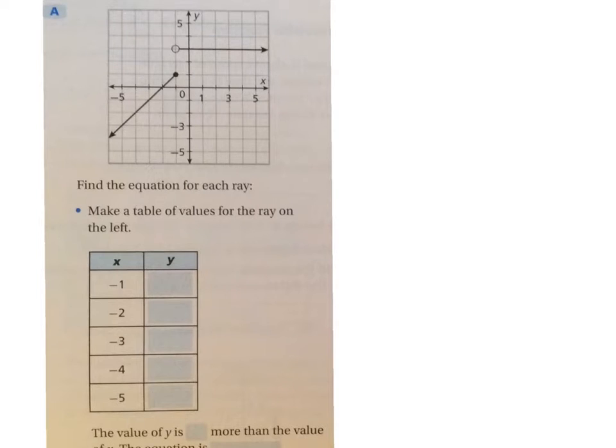Alright. Now, it says when x is negative 1. Well, when x is negative 1, that's this line right here. Notice it's included here, but not here, because that's an open circle. So let me go ahead and erase this. So when x is negative 1, y will be positive 1 because of that point right there. When x is negative 2, y will be 0. When x is negative 3, y is negative 1. When x is negative 4, y will be negative 2. And I bet you this one will be negative 3. Alright, and so those are the table values of the ray.